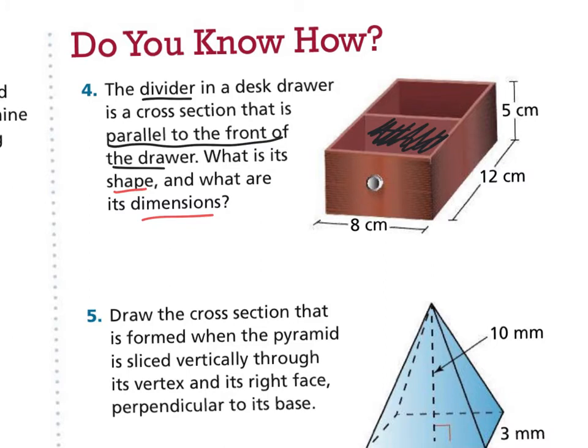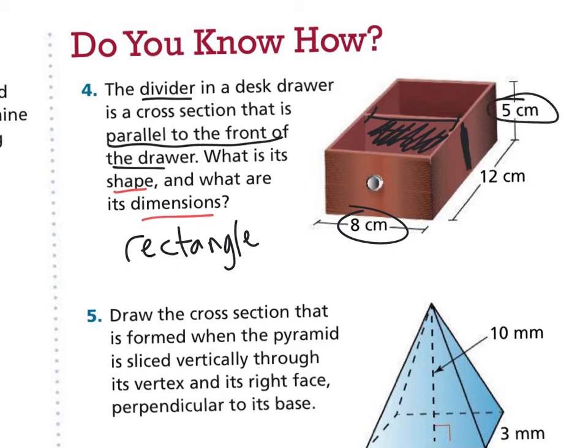So we can see this divider would be a rectangle. It technically has thickness to it, so it's technically a three-dimensional figure, but we're going to kind of ignore that factor. And then the dimensions of that rectangle, if you think about going across here, that's 8 centimeters going across, and then going the other direction, top to bottom, is 5 centimeters. So it's a rectangle. It's 5 centimeters by 8 centimeters, or realistically a little bit smaller than that if it's fitting inside of the drawer.